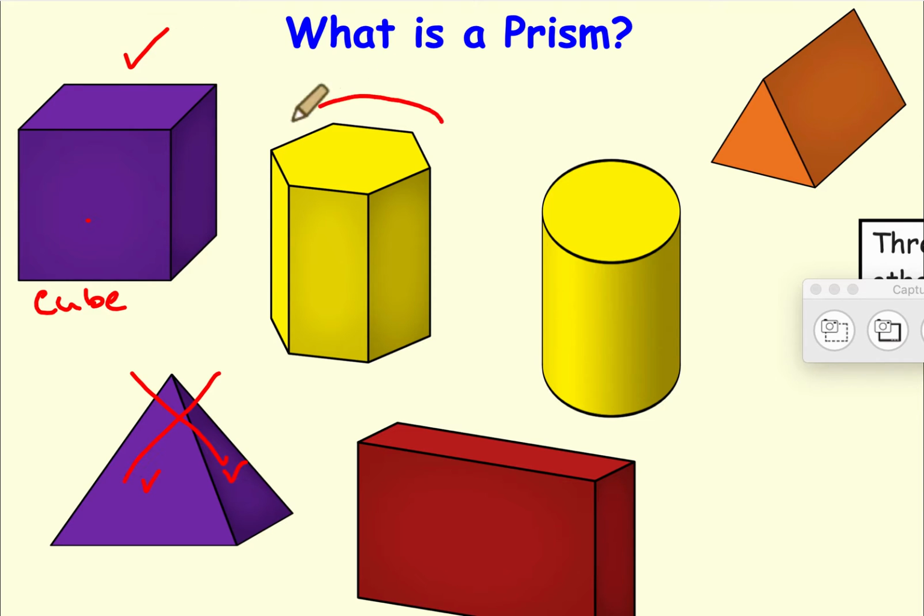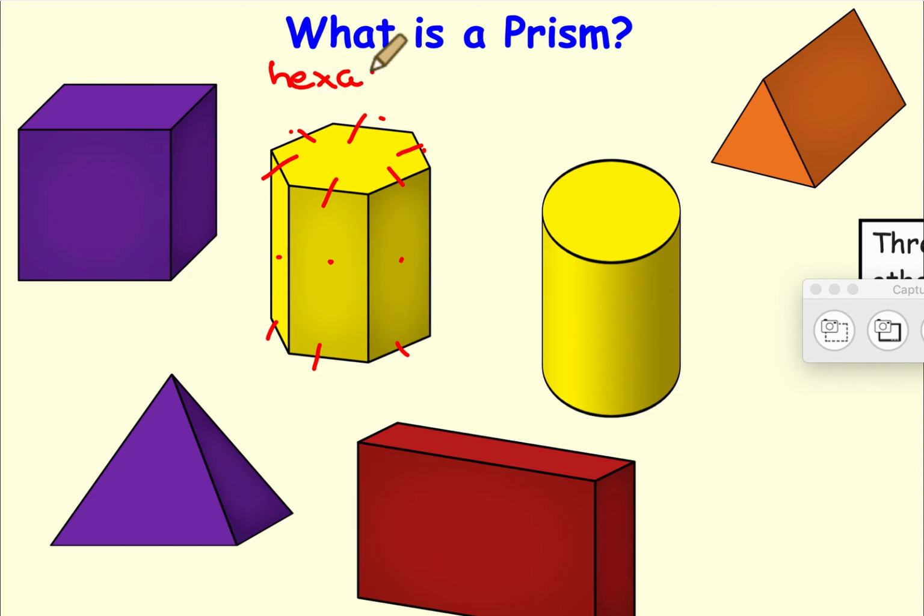Okay, so let's look at this one here. I see a rectangle, a rectangle, and a rectangle here, which means if I keep going around, I'm assuming I'm going to have three more rectangles. On top, I see 1, 2, 3, 4, 5, 6 sides, which tells me I have a hexagon. And I see 3 sides here, which tells me that most likely I have a hexagon at the bottom. The bottom hexagon is parallel to the top hexagon, which means this is called a hexagonal prism.